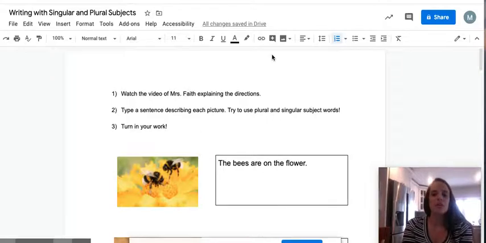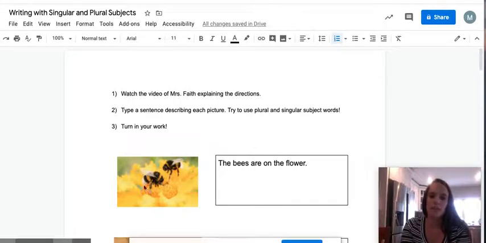Subjects can be plural, which means there's more than one being described, or they can be singular, which means only one. What you're going to do for the first part of this assignment is you're going to look at the pictures, and next to each picture there's a box that you're going to type a sentence in. I want you to come up with a sentence that describes the picture. Your goal is to think of subject words that are plural and that are singular, and you can decide which ones you want to choose for each picture.